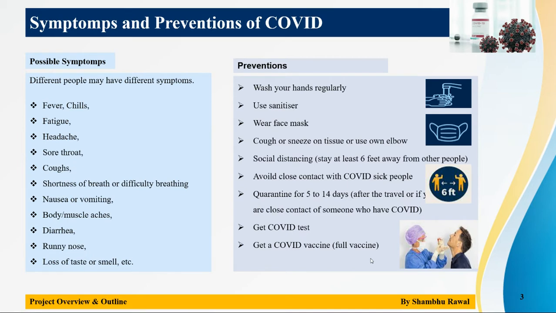In this slide, I'm discussing symptoms and prevention of COVID. People may have different symptoms. It is different based on each person's body. People may get fever and chills. They may also get fatigue and headache. They may also have a sore throat or cough. People may get shortness of breath or difficulty breathing. They may also have nausea or vomiting, body muscle aches. They may also get diarrhea, runny nose. They may also have loss of taste or smell.